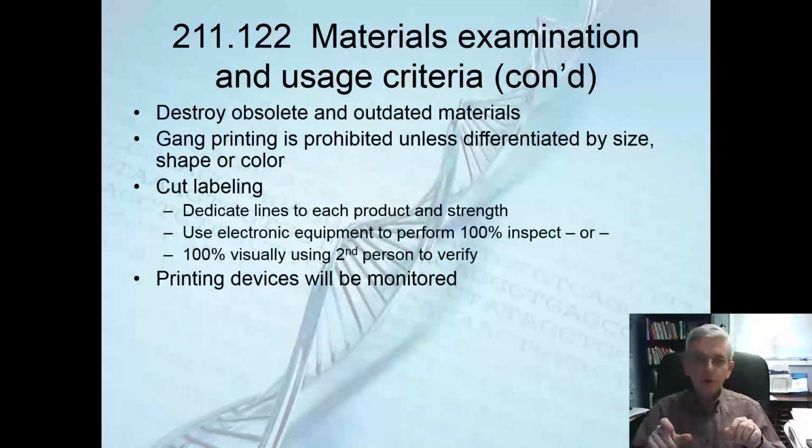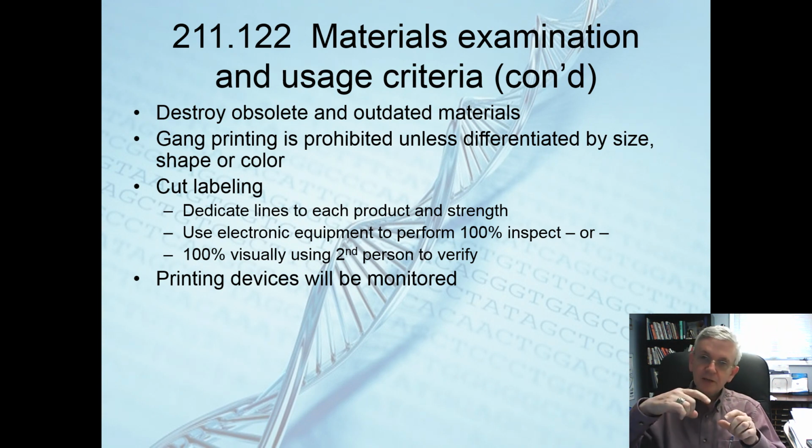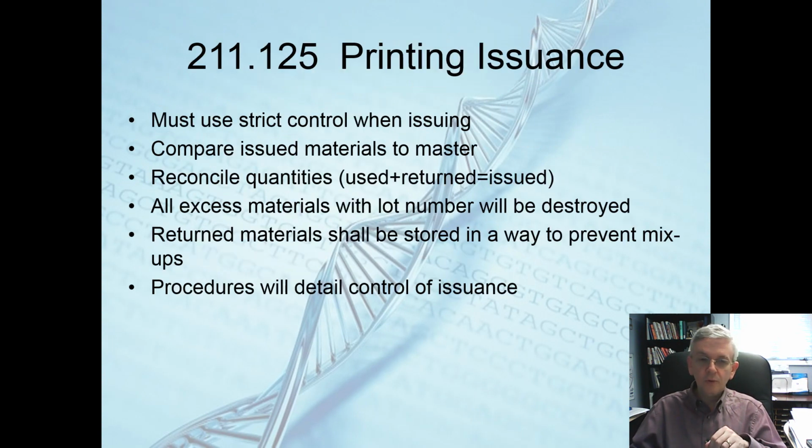Cut labeling, where you actually cut the labels out and the label is a separate little thing. Make sure you've got some good controls in place for that. Most people today get labels put on a roll that's an elastic background or a sheet background, which the label is placed on and is peeled off and put onto the bottle or container. Printing devices will be monitored. If you print out on that, you have to monitor those and make sure that they are in control.